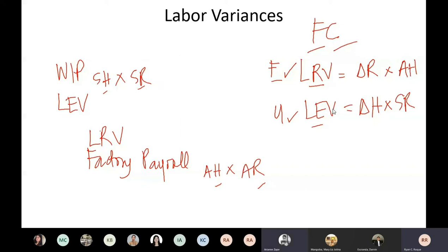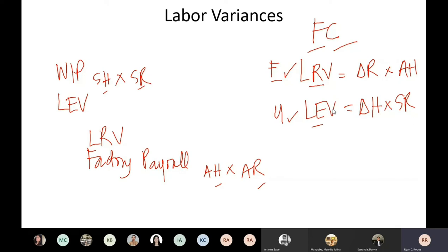Hindi ko kasi minention kanina. Ang ibang tawag sa price variance, sa materials price variance, kapag at the time of purchase, they call it materials purchase price variance. Pero at the time of issuance, materials usage price variance. But the issue is on the price pa rin. Kaya ang materials usage price variance, baka ma-encounter nyo sa exam, it's difference in price times the actual quantity used. Okay? So, nakaka-lito lang yung iba yung usage price variance.